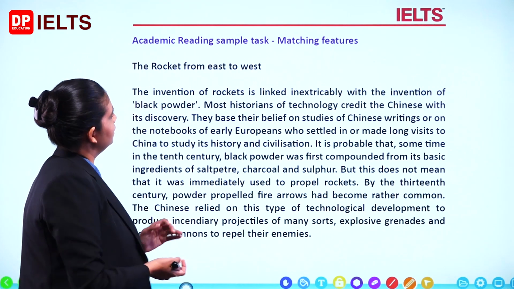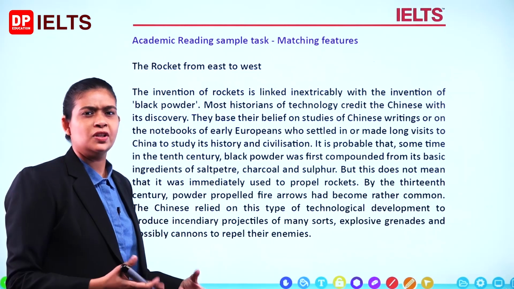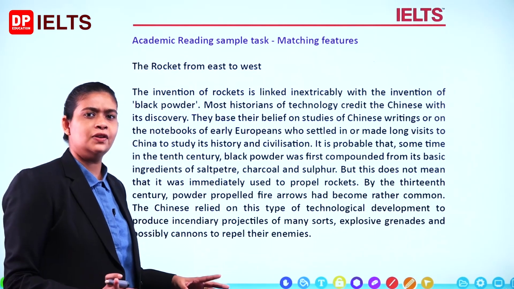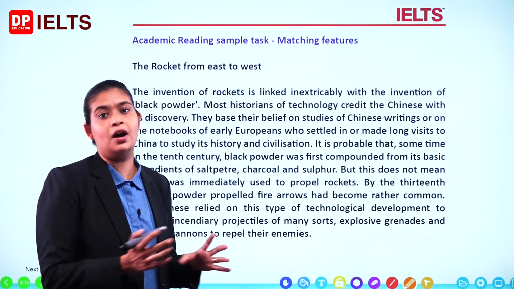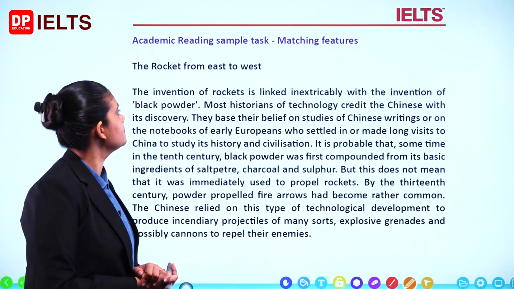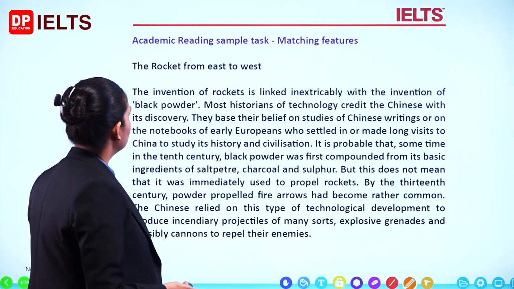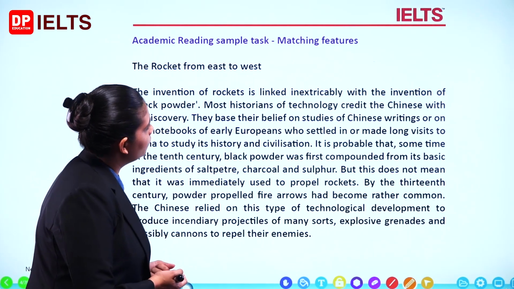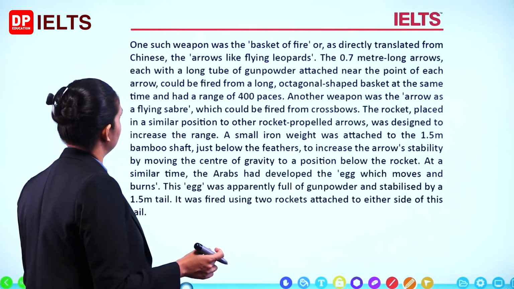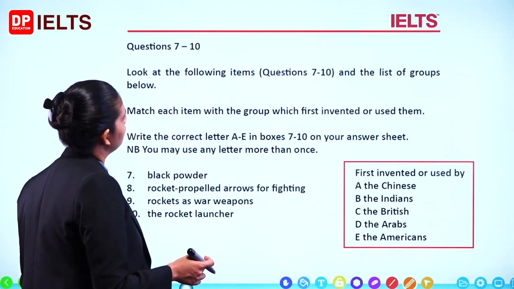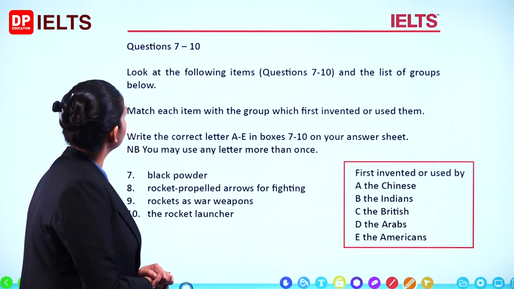Now, academic reading sample tasks. We'll have a look at some academic ones as well as some general ones. But don't worry, even if you're doing general, even if you're doing academic, let's practice the skill. There's no harm in practicing the skill. So, the rocket from east to west. The invention of rockets is linked with the invention of black powder. So we have a lot of information about inventions. You have to read the questions and then I'll come and find the answers.